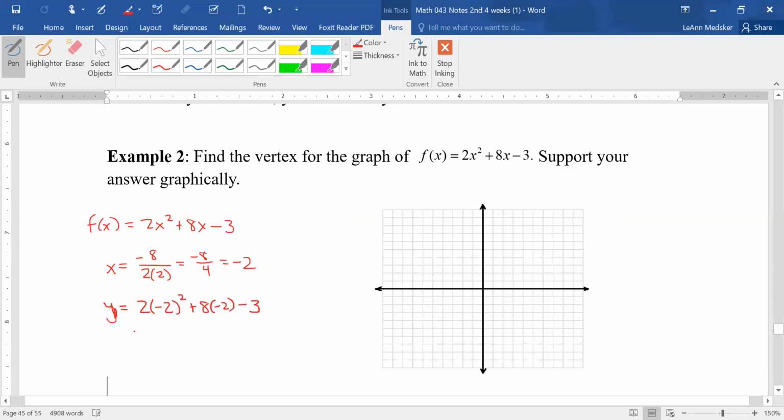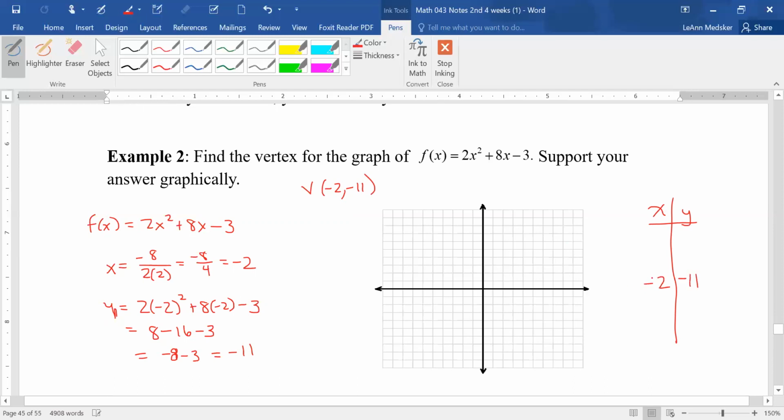So this would be 4 times 2, so that's 8. -16 minus 3, that is -8 minus 3 more, or -11. So it looks like when I graph this, my vertex should be at -2, -11. Now let's support it graphically by doing a table of values, and we're going to put -2 in the middle of the table. We already know the answer is -11.